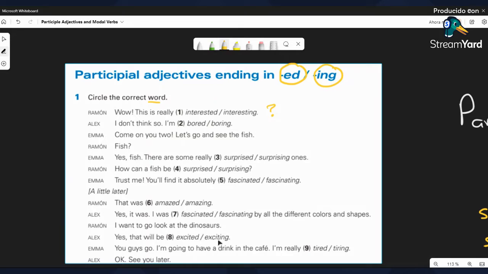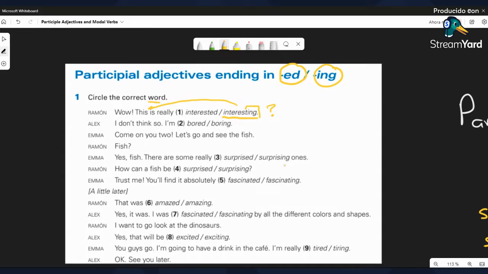Okay, I guess you already have the answer. So the correct answer here would be interesting. We need to use the present participle form with ing. Why? Because I am describing this, right? I'm describing something. That's why I use ing. Yes? Let's continue.